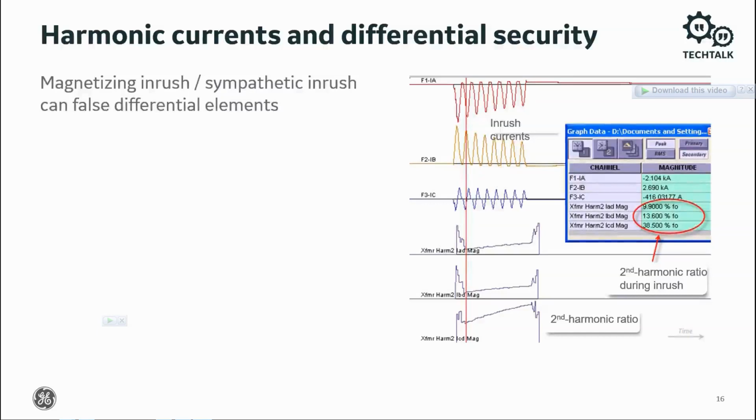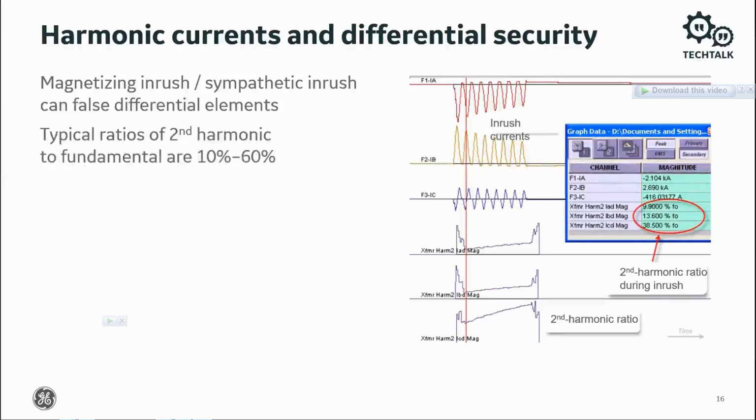Transformer magnetizing inrush and sympathetic inrush can lead to large currents and saturation, which can false trip the differential elements. We can apply harmonic restraint and harmonic blocking. Typical ratios of second harmonic to the fundamental are 10 to 60%. Flux induced in the core is proportional to the magnetizing current. It is in quadrature with the applied voltage during steady state. The steady state flux cannot appear instantly because energy cannot be transferred instantaneously. This means that there is a current spike that lasts for a short duration before subsiding. This leads to predominantly second harmonic ringing, which causes differential element operation as an internal fault.